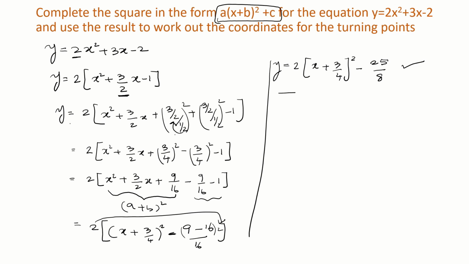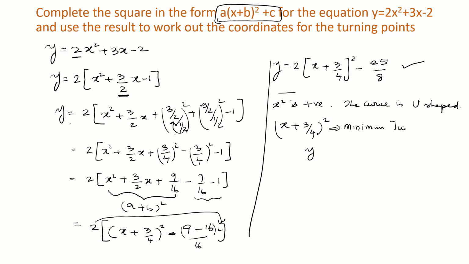Now we need to find the coordinates. Since x squared is positive, the curve is U-shaped. So meaning 2 times x plus 3 by 4, the whole squared, gives a minimum point. It is a minimum turning point. So we need to find y at this minimum turning point, so we need to find y minimum.